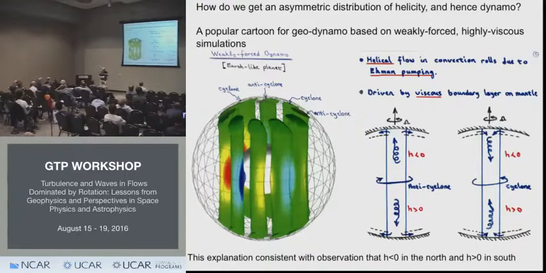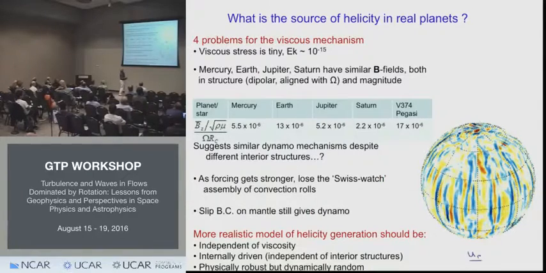The generation of helicity starts to move away from the boundaries. It's no longer Ekman pumping. It appears to be more in the interior of the planet. So it seems to me rather unlikely that this explanation is really happening in a real planet. I don't think it's Ekman pumping.